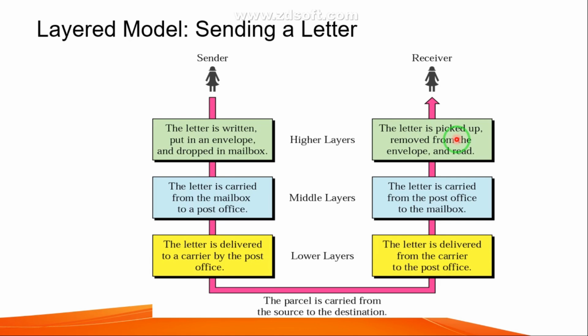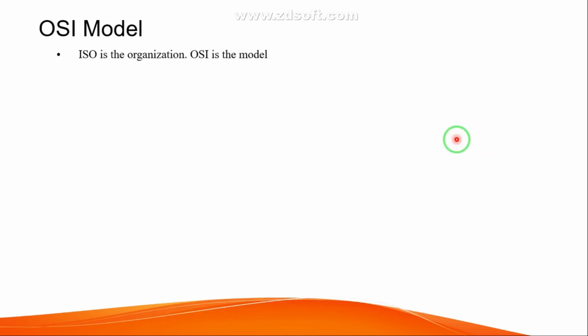So now, after understanding this layered model, we will study the OSI model. Now guys, in 1947, ISO was established. ISO means International Organization for Standardization. It is a multinational body which is dedicated to worldwide agreement on international standards.